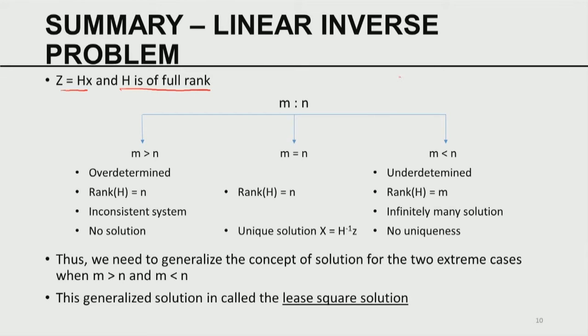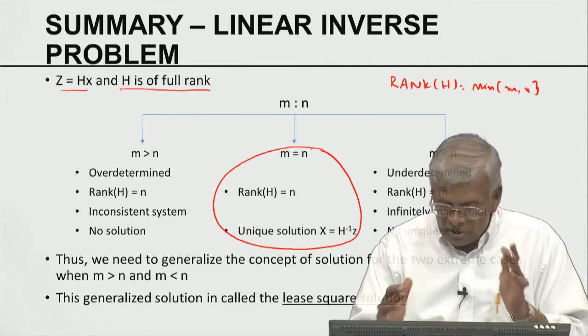So please understand, when h is m by n, I want to remind you, the rank of h is equal to the minimum of m and n. When m is greater than n, n is the minimum, so the rank of h is n. The overdetermined case is an inconsistent system, there is no solution. When m is equal to n, the rank of h is n, there is a unique solution. When m is less than n, the rank is m, there are infinitely many solutions, non-uniqueness. Generally, in a linear algebra course, we essentially deal only with the middle case. These two cases are too difficult. We solve the overdetermined and underdetermined problems using the method of least squares.